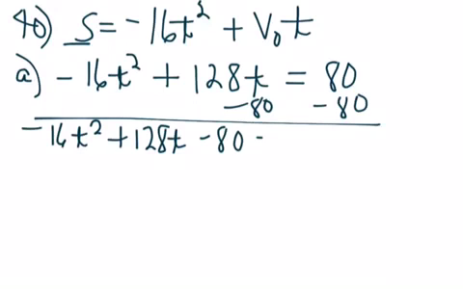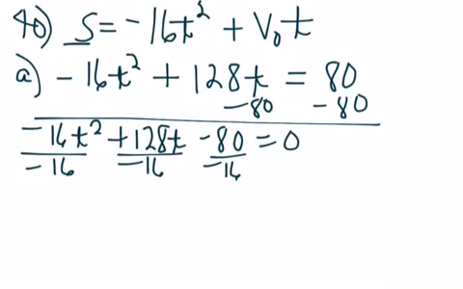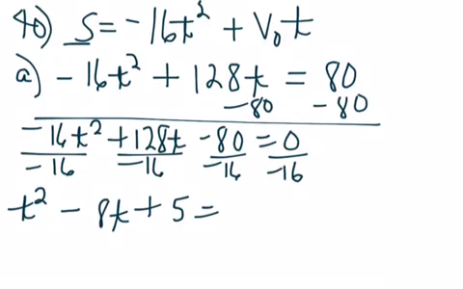minus 80 equals 0. Well, just like we've done on a couple of other problems, all of these numbers are divisible by 16. So let's divide everything by negative 16 so that we have smaller numbers to work with. So that gives us t squared minus 8t plus 5.